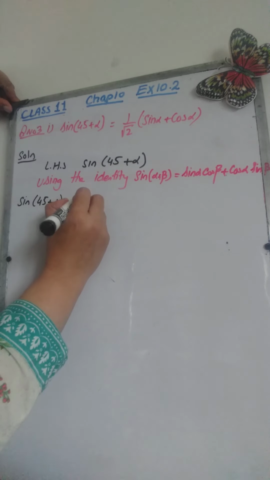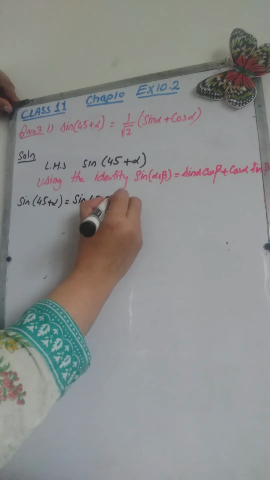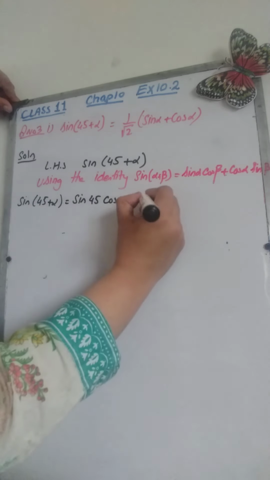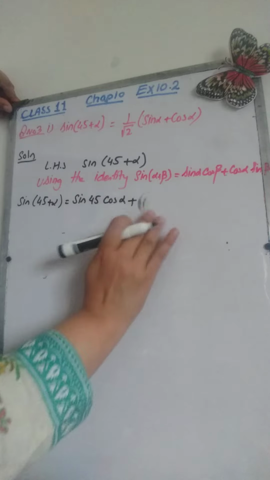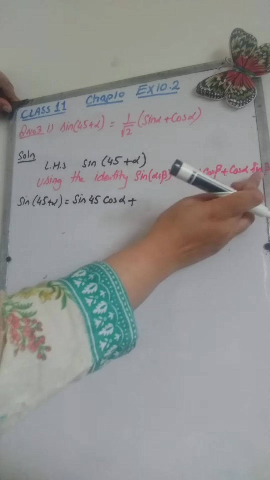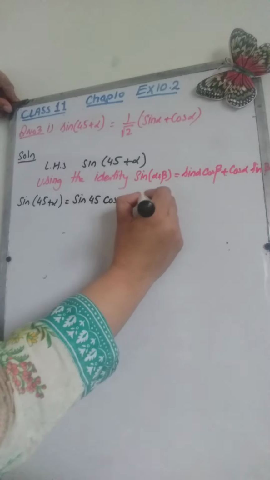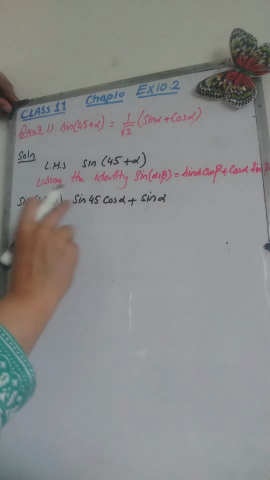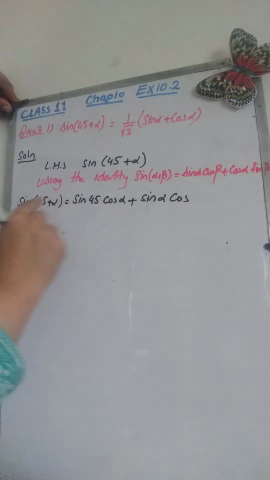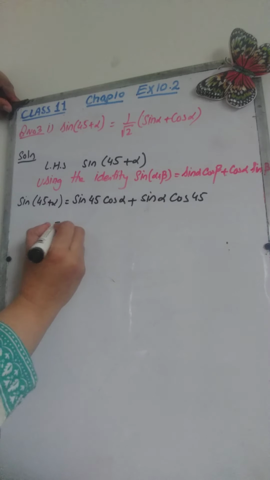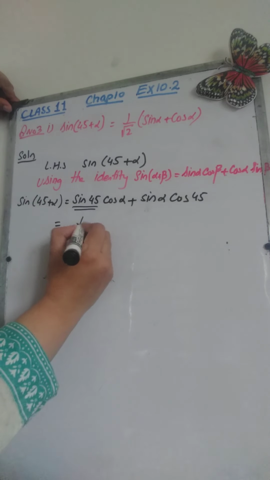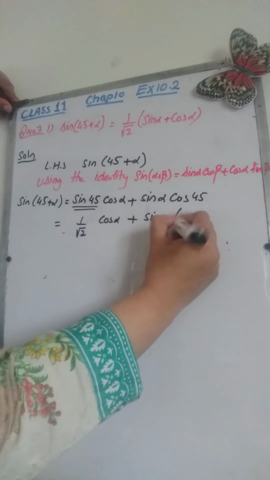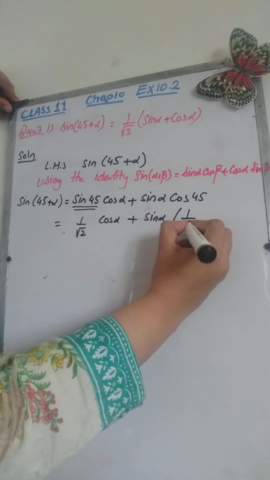So it will be sine 45 into cos alpha, sine of the first angle and cos of the second, then plus cos 45 into sine alpha. You can write cos also, it does not matter, commutative law holds in these things, that's why you can switch their places also. We know that sine of 45 is equal to 1 over under root 2, so 1 over under root 2 cos alpha plus sine alpha, and over here again cos of 45 is 1 over under root 2.